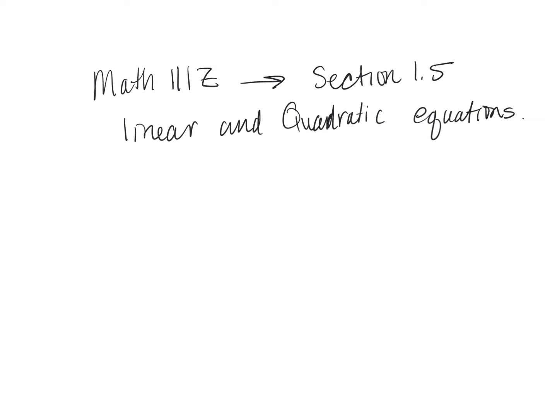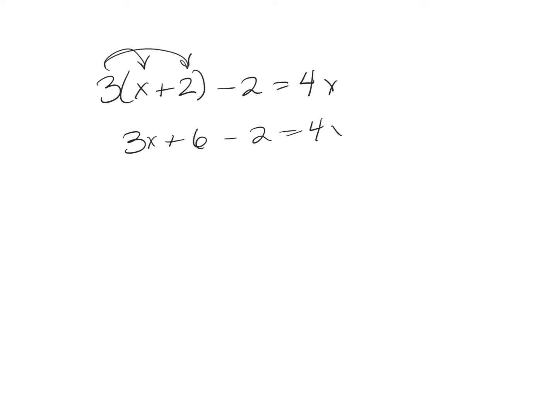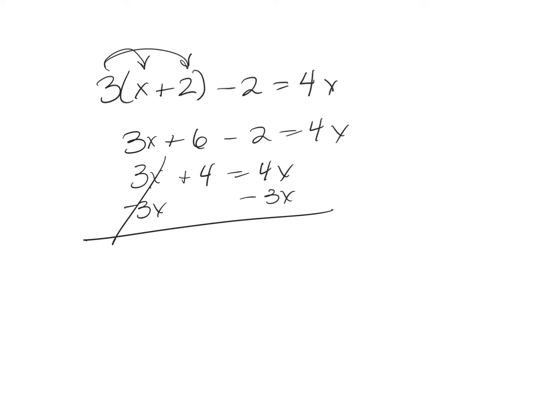So here we go. Solving for x, something like this. Lots of ways to do this. I would start by distributing the 3. Collect your like terms. Move all the x's to one side of the equation. Doesn't really matter which side you move it to. I tend to move it to the side that keeps the x positive. And now we have x equals 4.